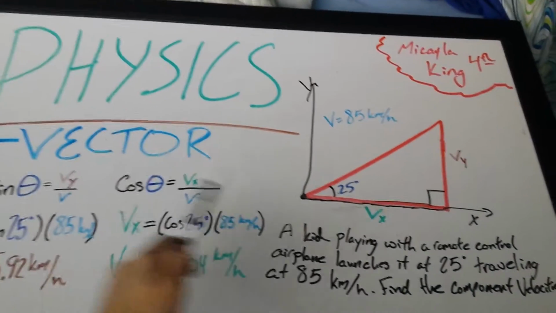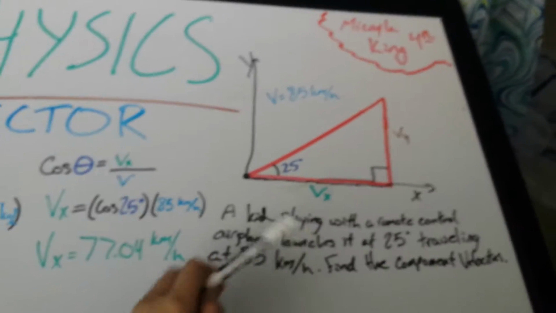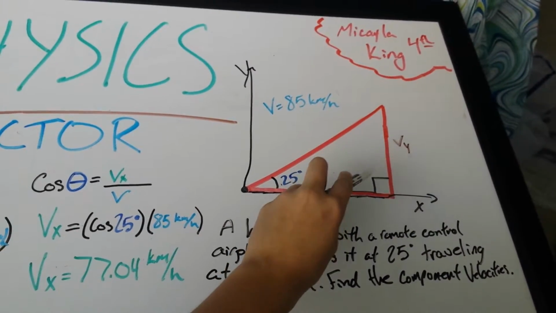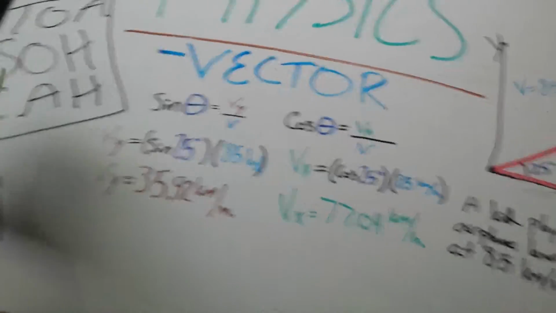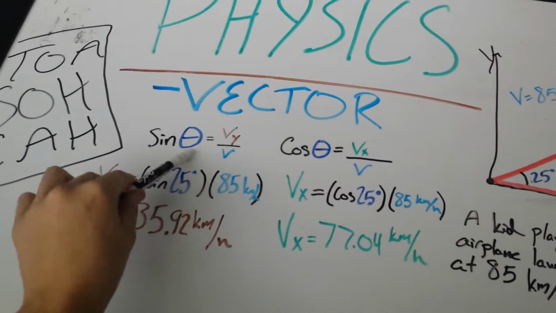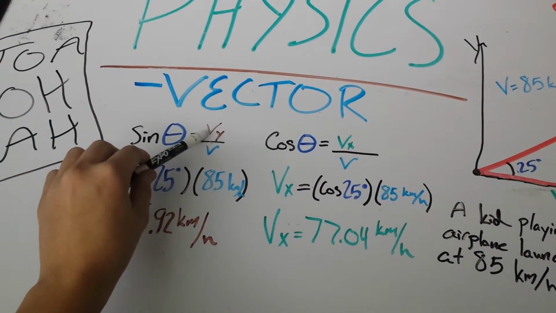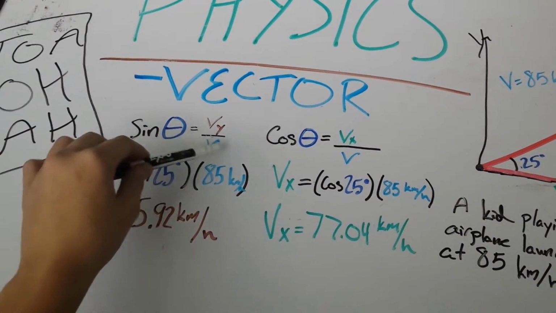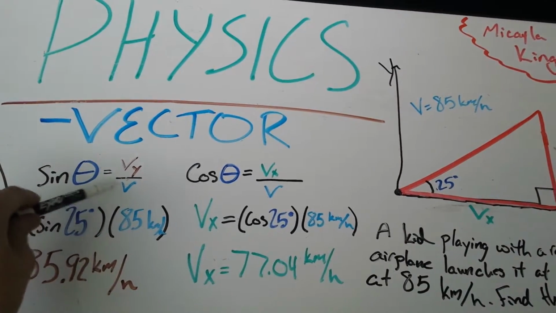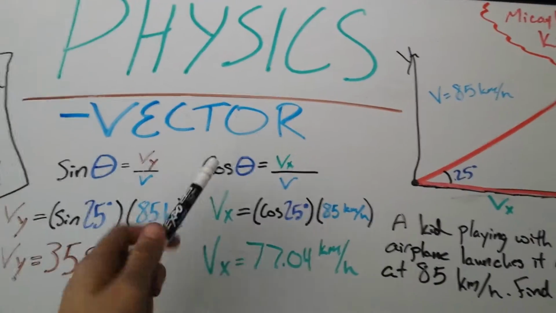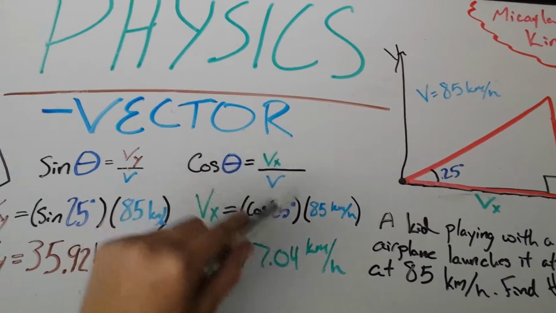Okay, so you're going to find the component vectors, or velocities, sorry, over here. And so you would use SOHCAHTOA and use sine theta equals the velocity y over the initial velocity, and then you'd have cosine theta equals Vx over velocity.